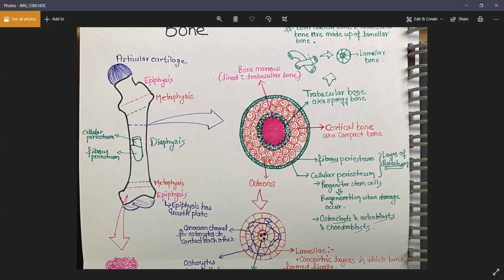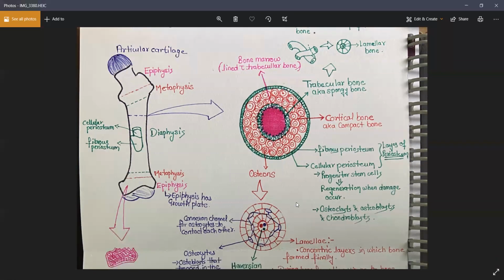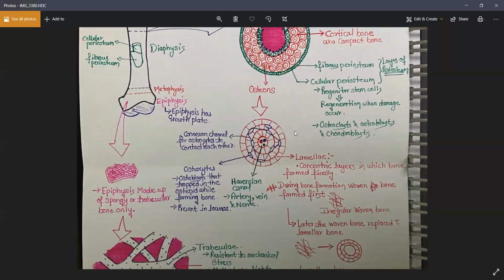So in both the cortex as well as the medulla, or trabecula, you have lamellar bone formation. What does this mean? You have the bone arranged in the form of lamellae. These are the concentric ring-like structures, as you can see. In between the lamellae, you have some pockets in which the osteocytes are trapped.